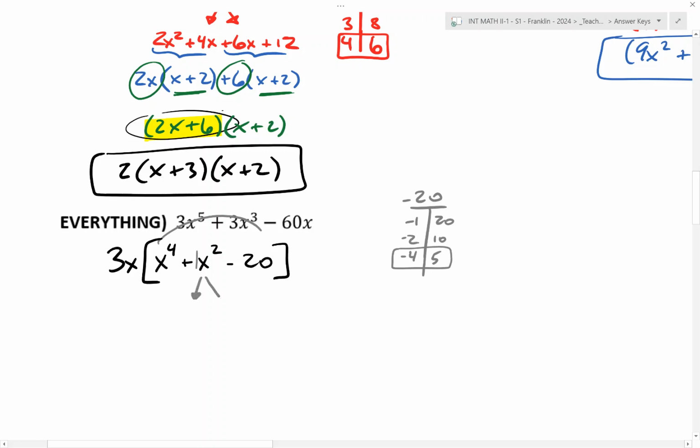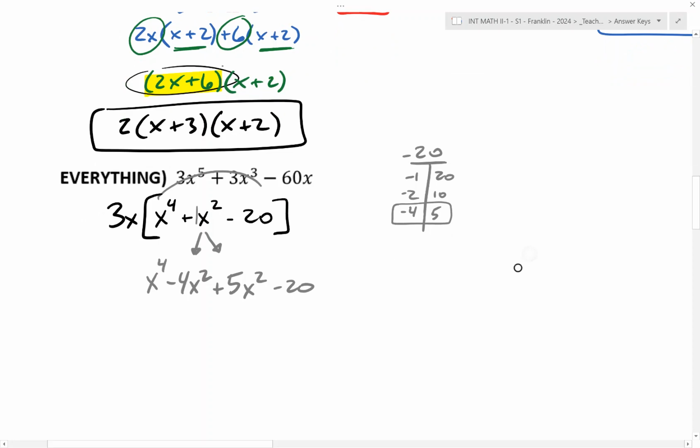So let's split that middle term. X to the fourth minus 4x squared plus 5x squared minus 20. And now we can factor by grouping. So we can take out an x squared from the first set, and that leaves x squared minus 4. I think I can see where this is going. And then we can take a 5 out of the second set, and again, x squared minus 4.